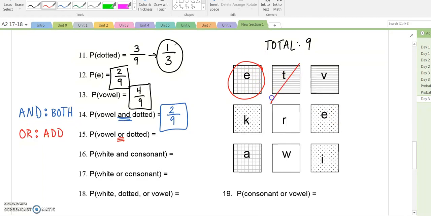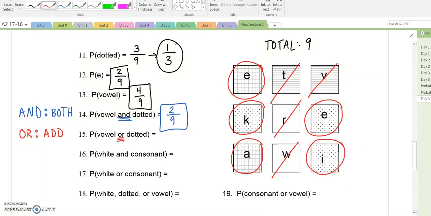Okay, this one, neither of them is true. This one is a vowel and it happens to be dotted, so that means it's at least one. Not a vowel or dotted. This one is dotted, so it counts. This one's a vowel, so it counts. Not this one, and that one's a vowel and dotted.